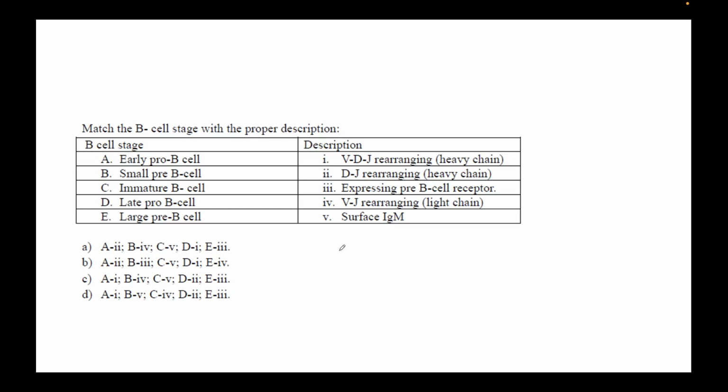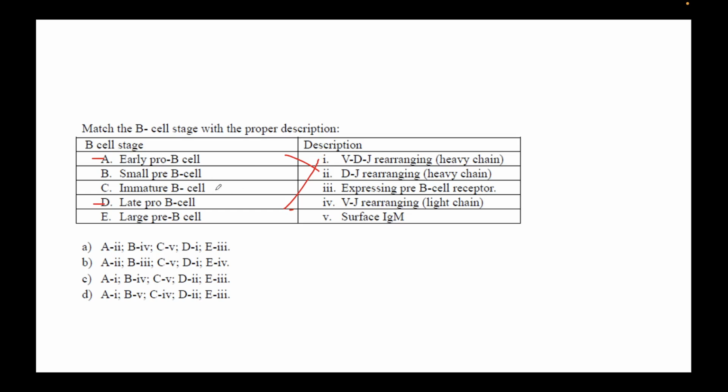So these are the matches that we have to do. As we have already said, it starts with the pro B cell, then the pre B cell, and then the immature cell. The pro B cell has two phases, early and late. In the early phase, first the DJ rearrangement for the heavy chain takes place, and then in the late pro B cell, we have the VDJ rearrangement.